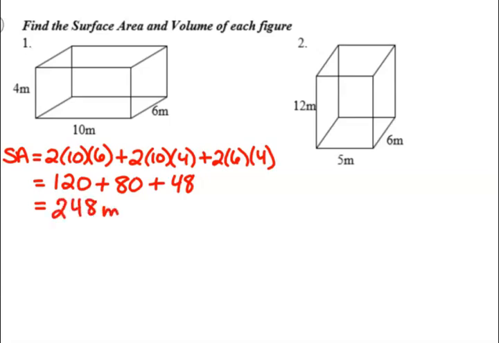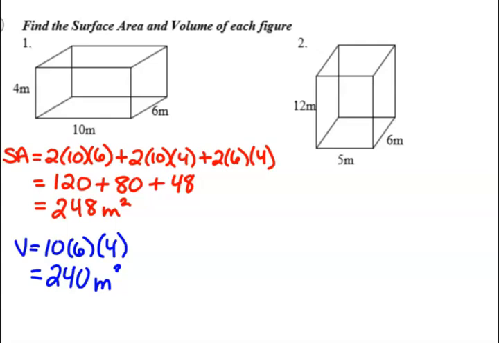248 meters squared. So surface area always gets our unit squared. Then if I'm finding the volume, I'm going to simply do length times width times height. So my volume, length of 10, width of 6, height of 4. Again, all multiplication, so 10 times 6 times 4 is 240, and then volume gets units cubed, so meters cubed, or to the third power.